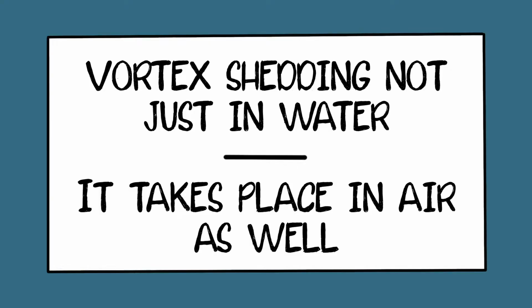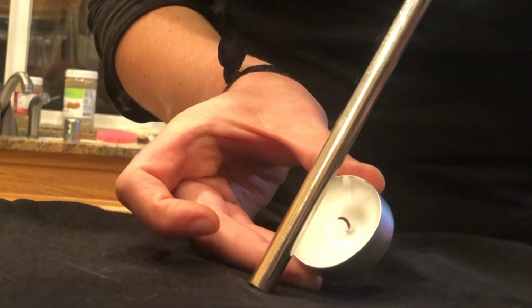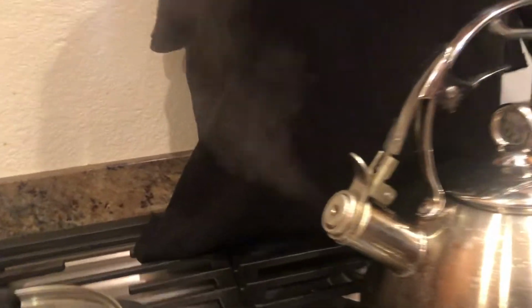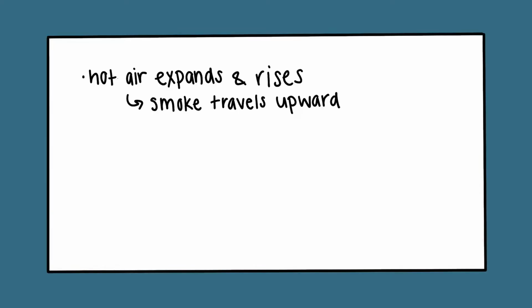Water is not the only fluid in which vortex shedding occurs and is relevant. Our next two examples show vortex shedding in the air, visualized by the movement of smoke and steam. The soot particles and smoke allow us to view the movement of carbon dioxide and water vapor gases formed by combustion. As we all know, hot air expands and rises, and therefore the smoke travels in the general upward direction.